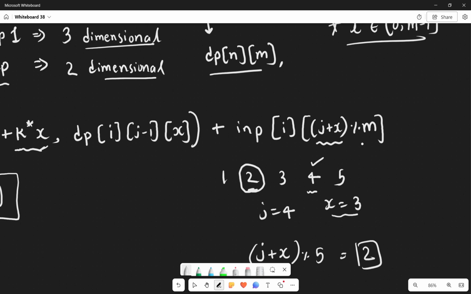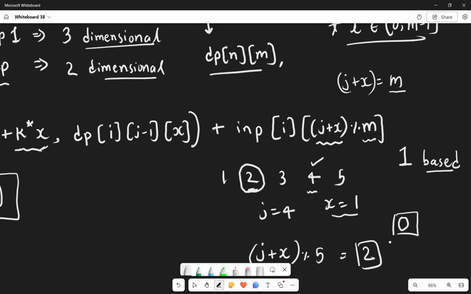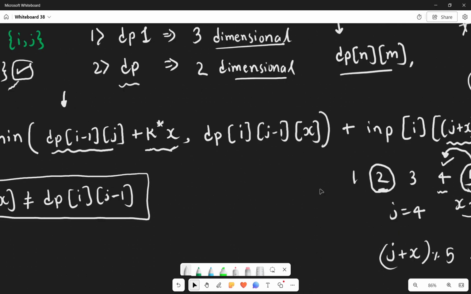So that is why j plus x percentage m, and I am using one based indexing in my solution. So if j plus x is m, then I will consider it directly as it is. I will not perform the modulo operation. Why is that happening? Suppose here x was 1. So j plus x would have been 5, and 5 modulo 5 is 0. We don't want this to happen, right? So we will directly pick this value. After one rotation, 5 will come here, and we will directly pick that. So that is basically the transition that you need.